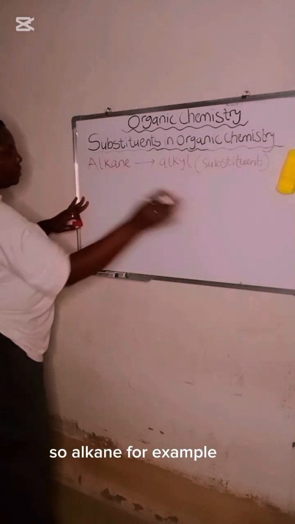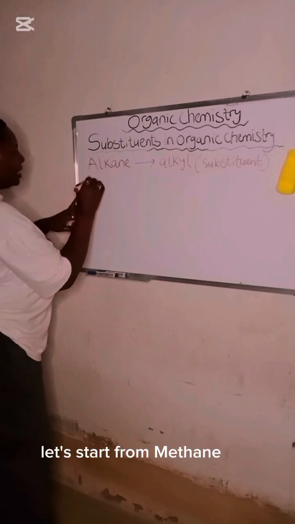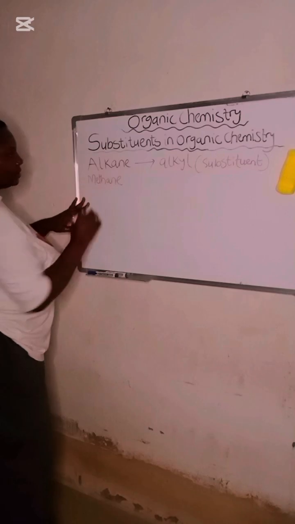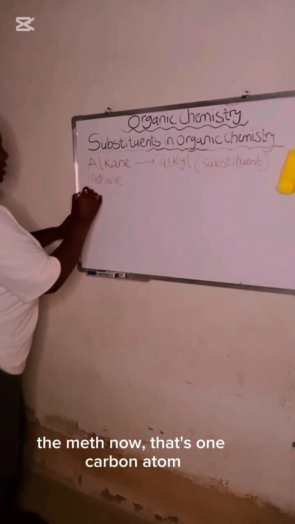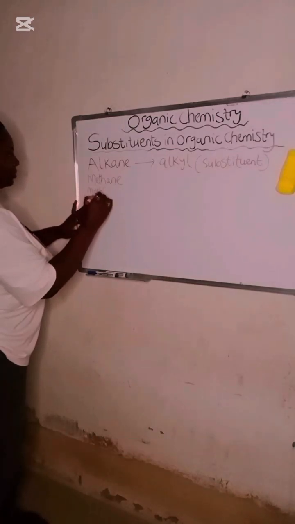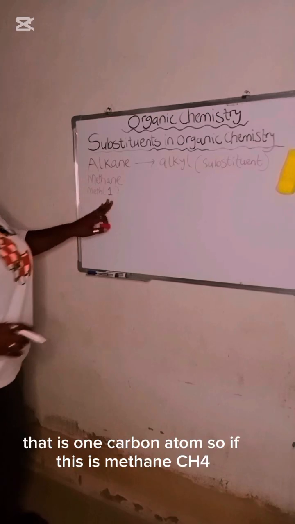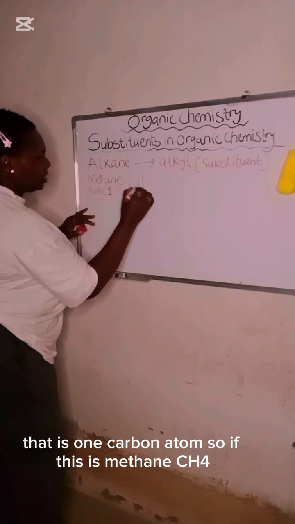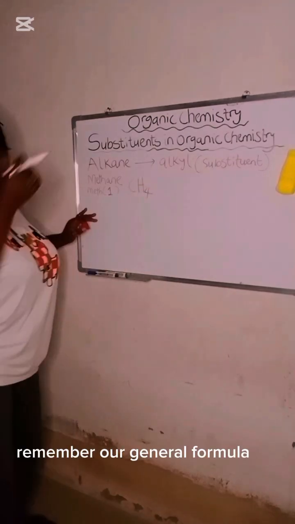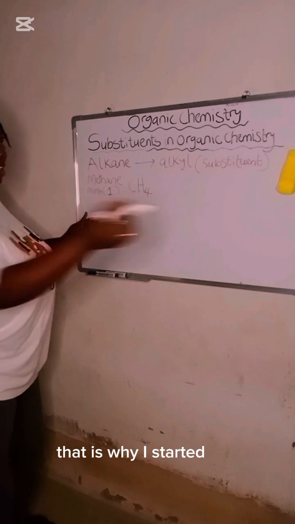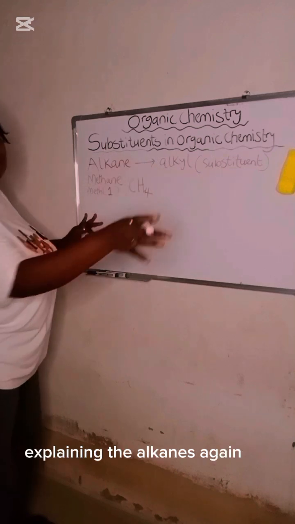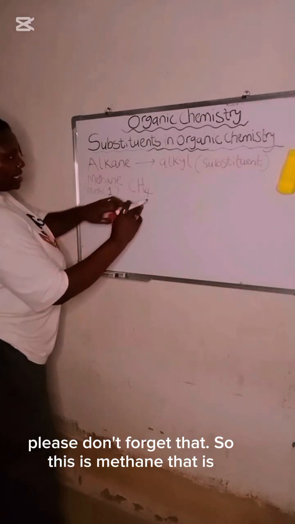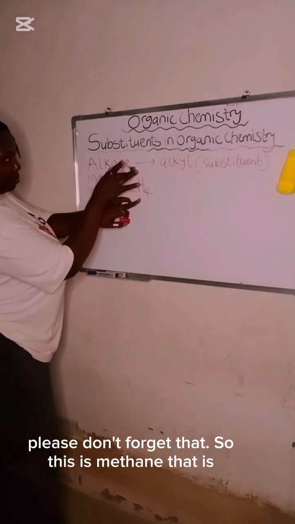Alkane, for example, let's start from methane. The meth, that is one carbon atom. So if this is methane, CH4, remember our general formula. That is why I started explaining the alkanes again, what we did in our last video. Please don't forget that.